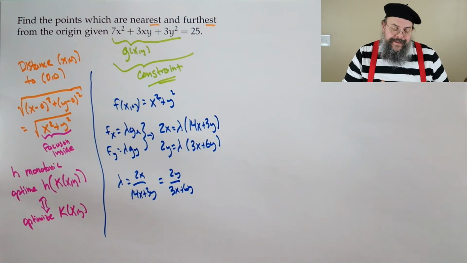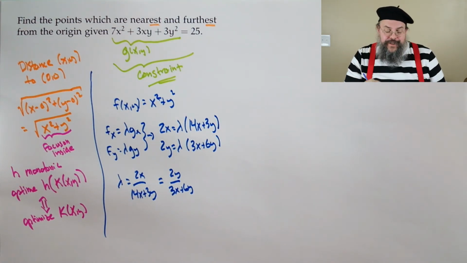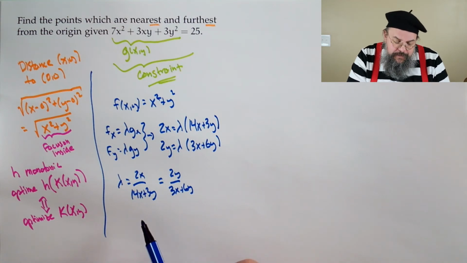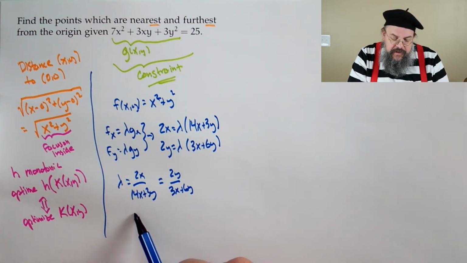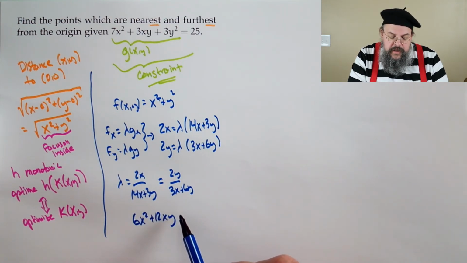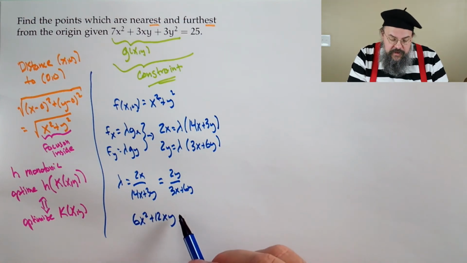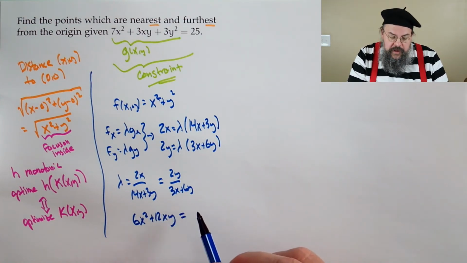Cross multiply. And fingers crossed, nice things should happen to us. Because, you know, we're good people. We should expect nice things. 6x squared plus 12xy, right? Yes, is equal to what? 28xy. Wow.